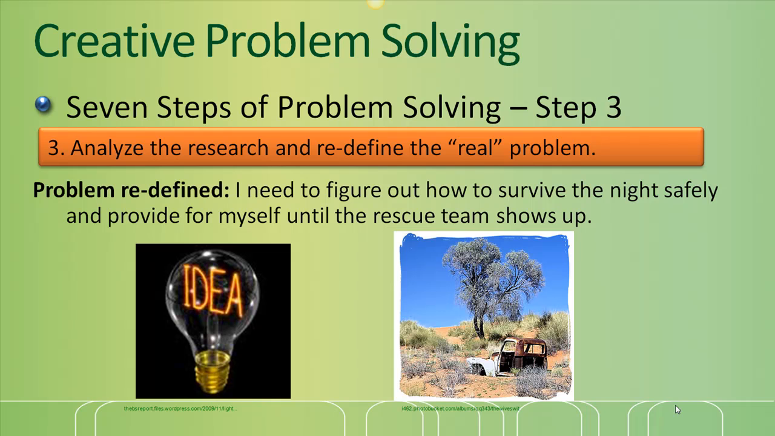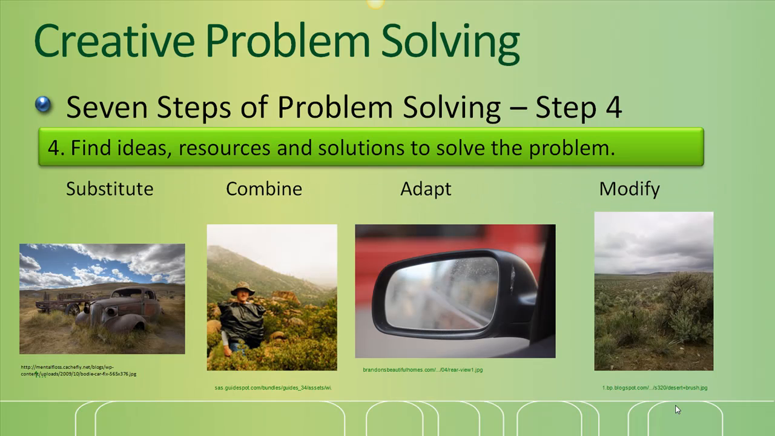Step 3, I need to analyze and research the problem. Well, I know I have food and water. I can stay warm in my layers of clothing. I need a safe place to sleep. I need to stay calm and relax. It looks like rain, and I hope I'm not in a wash. So I can redefine the problem as I need to figure out how to survive the night safely and provide for myself until the rescue team shows up.